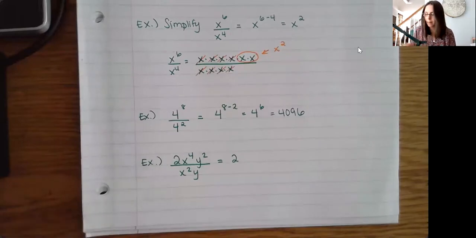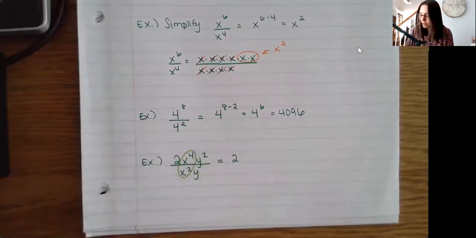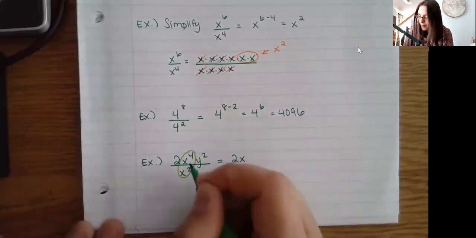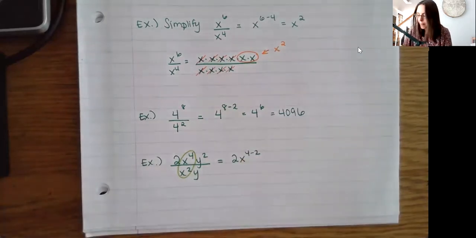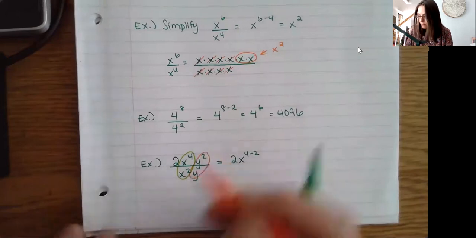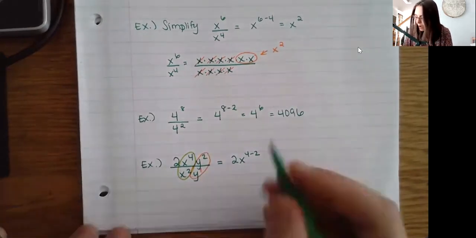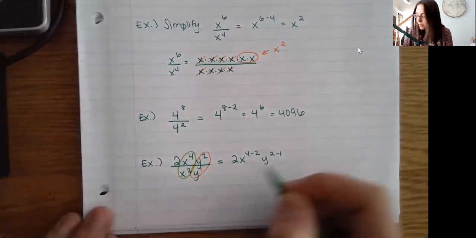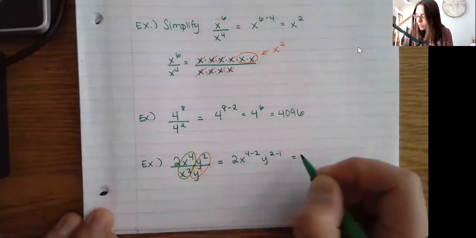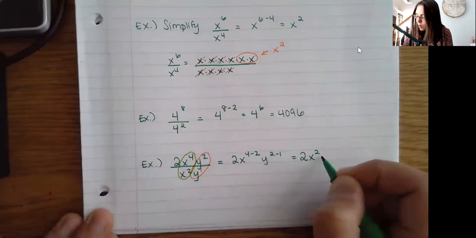And then I'm going to go ahead and match up my x's because those are the same base. So I have x, and I always do top minus bottom. So 4 minus 2. And then I'm going to match up my y's. Now remember, if there's no exponent, there is a 1 there. So this is going to be y to the 2 minus 1. Now I can go ahead and simplify. I don't have anything to do with the 2, I'm just going to leave it. 4 minus 2 is 2. 2 minus 1 is 1.